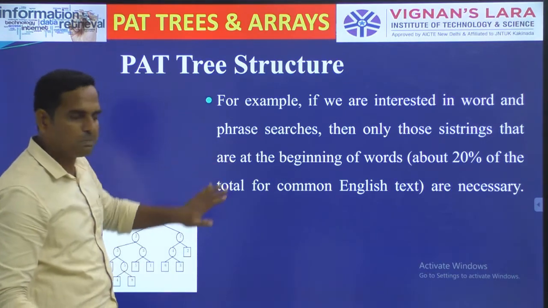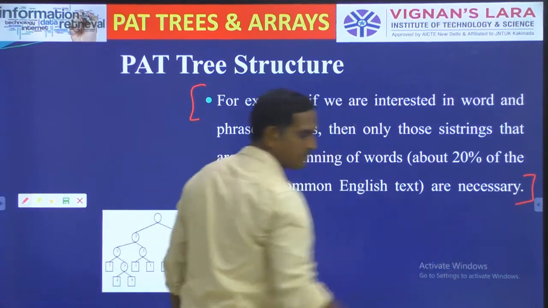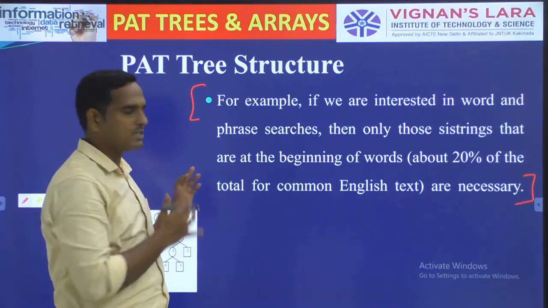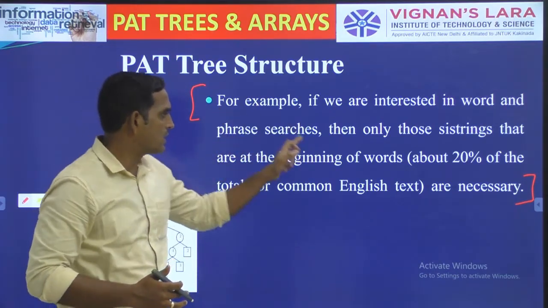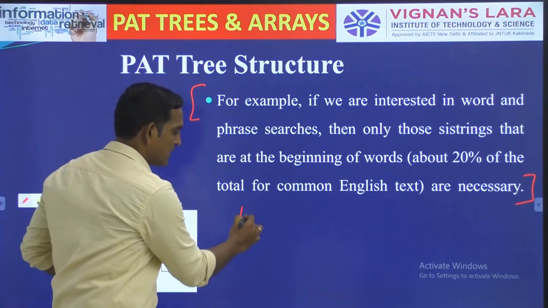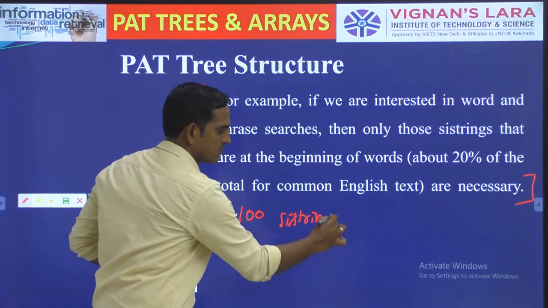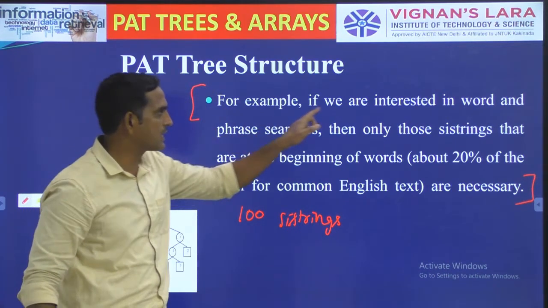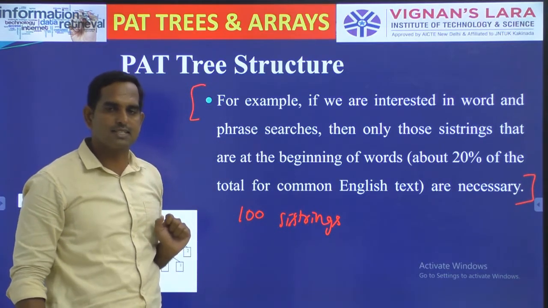For example, if you take this particular text in your database, this is the text. In the previous approach, each and every position will be one string. That is, if I am having 100 different characters in this text, I will be having 100 strings.